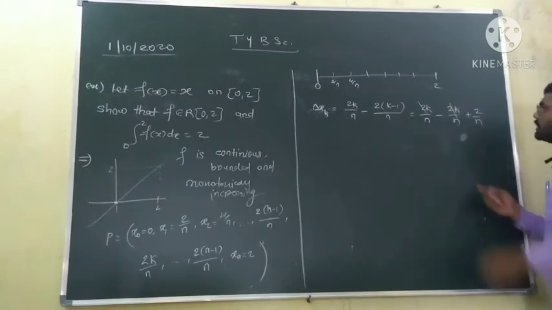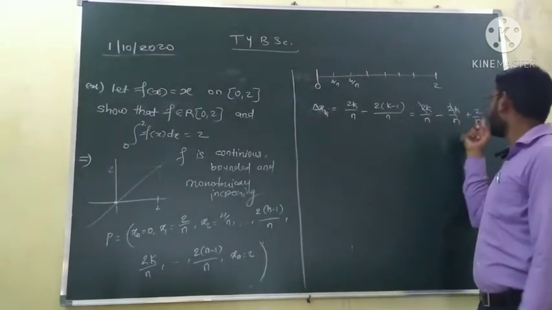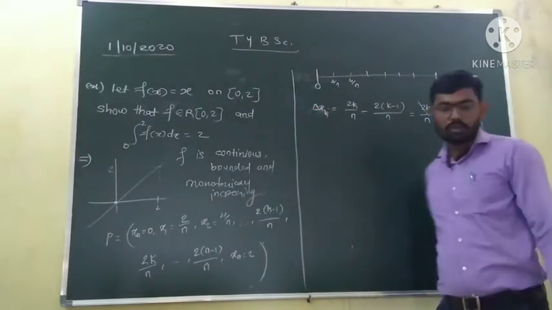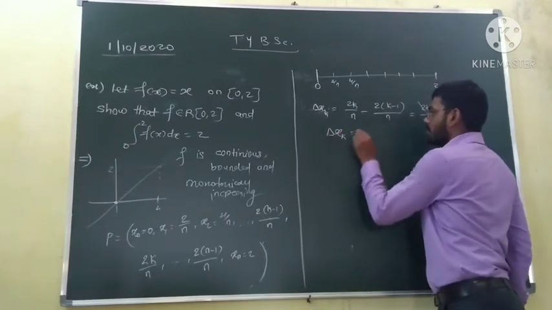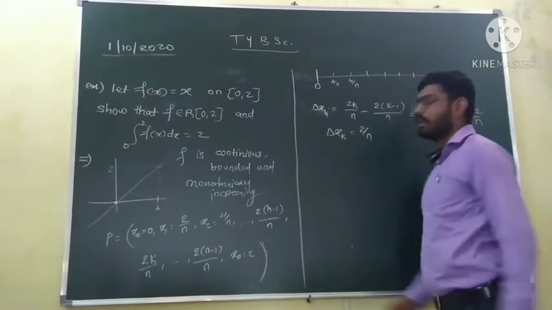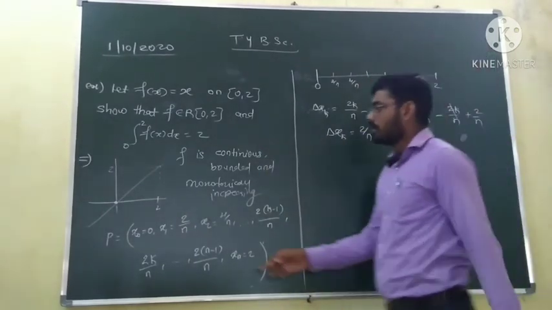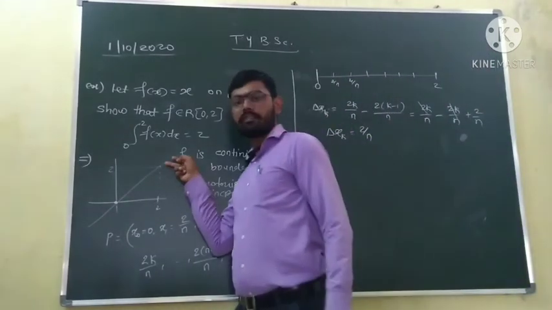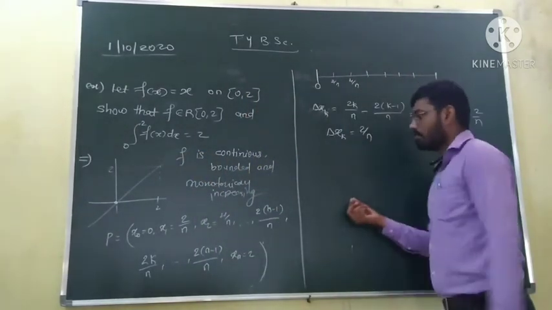This gets cancelled. So the length of any subinterval is 2 by n. So we have delta x_k equal to 2 by n, the length of each subinterval. Now the function is monotonically increasing, so in each subinterval we find the minimum and maximum.